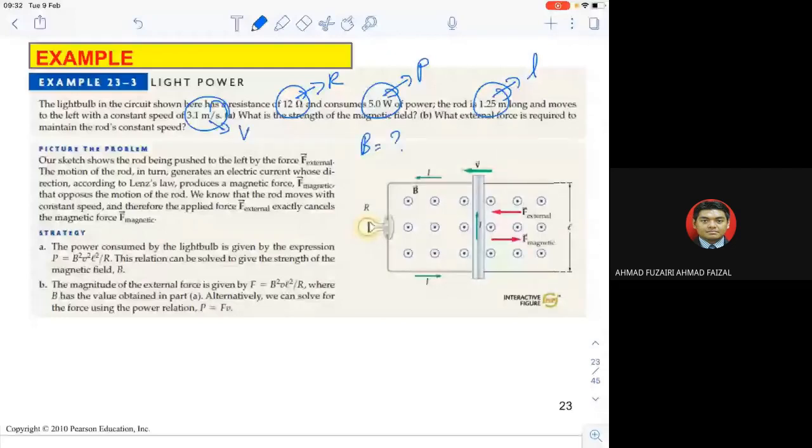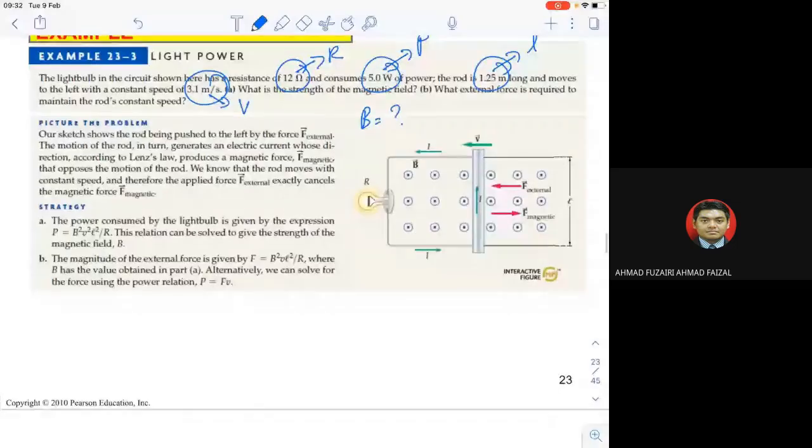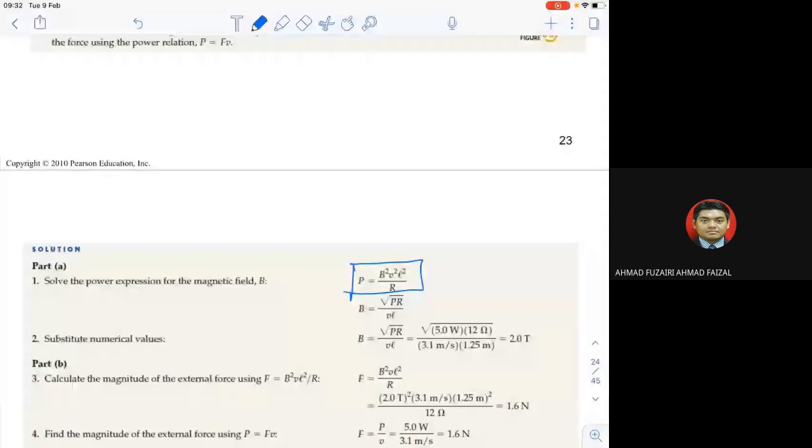And B, what external force is required to maintain the rod's constant speed? Okay, so how to do that? First of all, you can establish first. You want to calculate the strength of the magnetic field using these equations, because P is B squared V squared L squared over R.